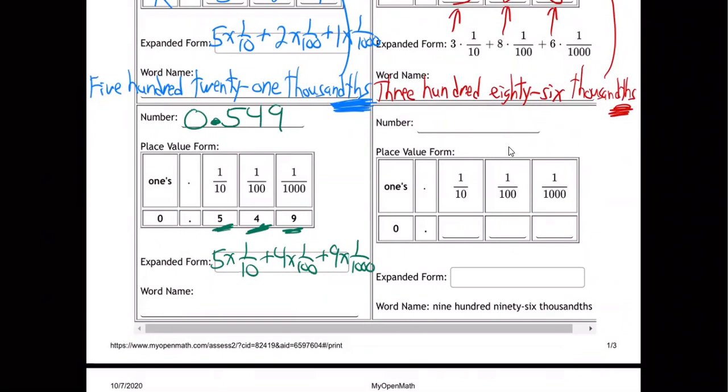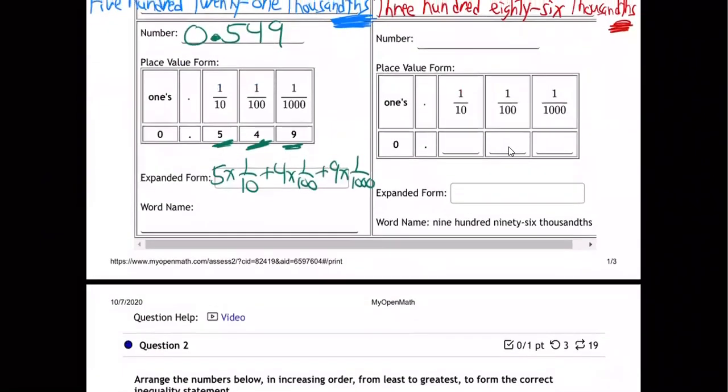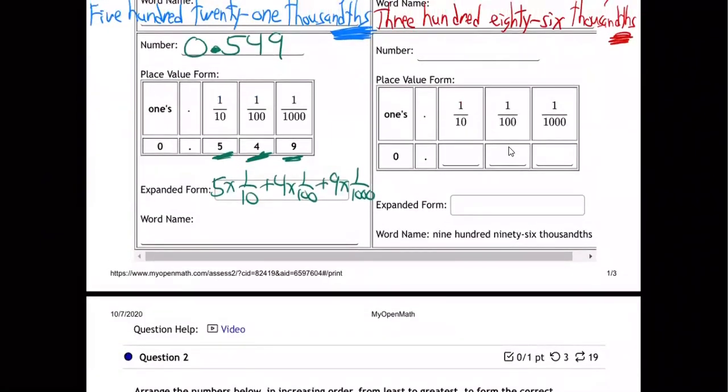And then I need to write that in words. Now, how do we write that in words? Well, again, you're going to say 549 thousandths, aren't you? So 549 thousandths, again, because it ends in the thousandths place.